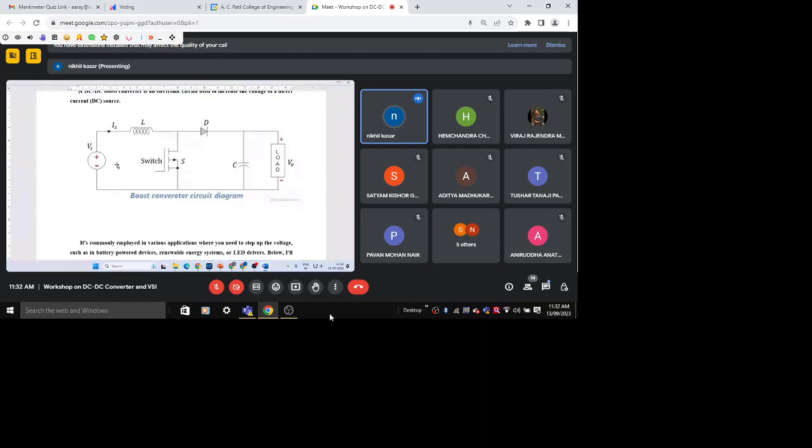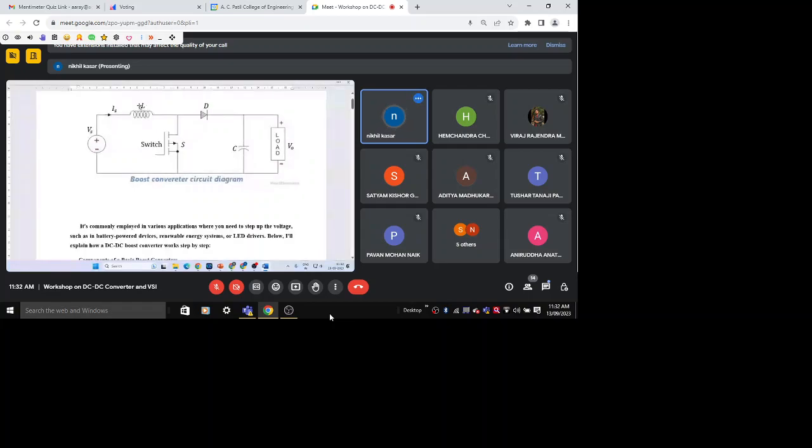This is voltage Vs, which is flowing towards the inductor. The inductor is connected towards the source side. Then this switch is nothing but a power electronic switch used for switching purpose. Then the diode is connected, and at the load side we have a shunt capacitor, that is C. It's connected in parallel fashion at the load side. I hope the circuit diagram is clear to all of you.